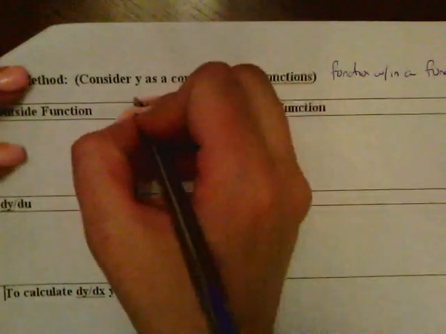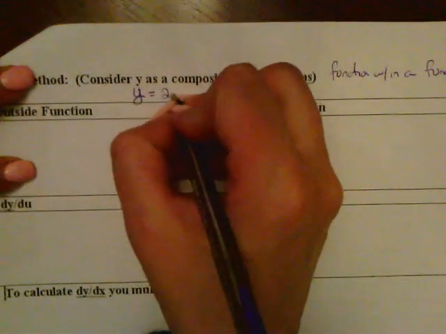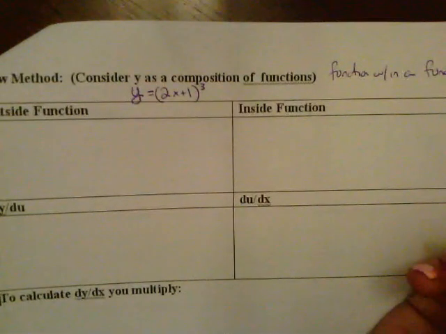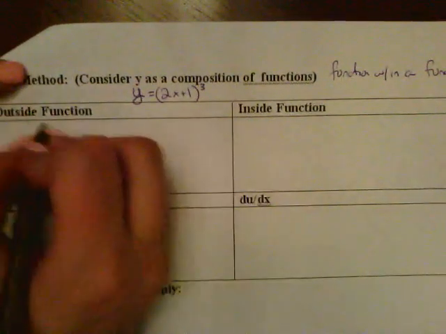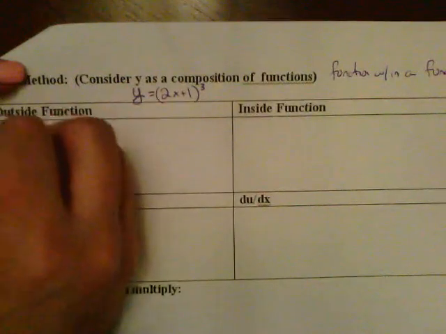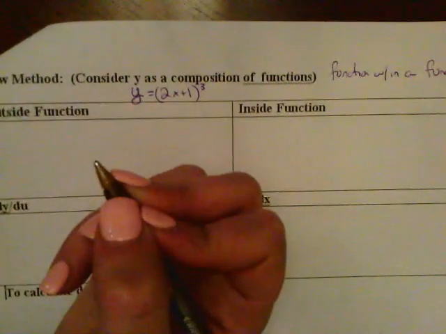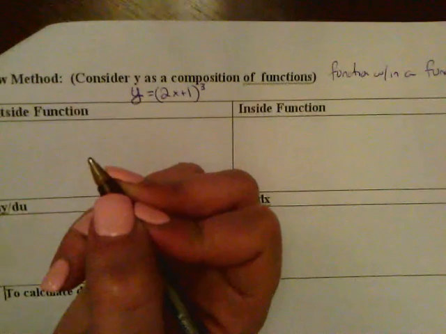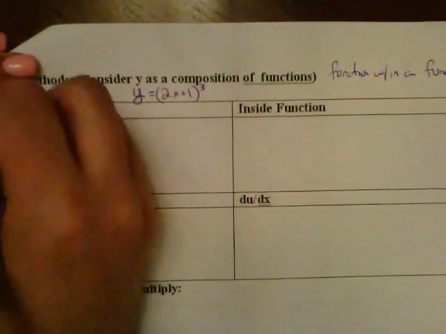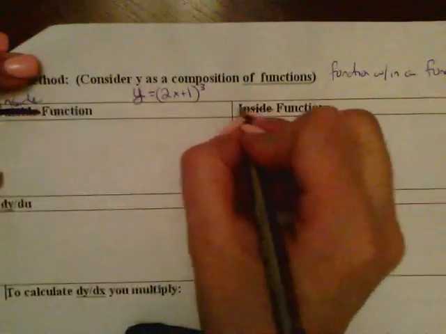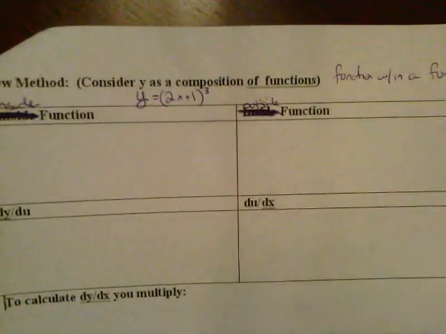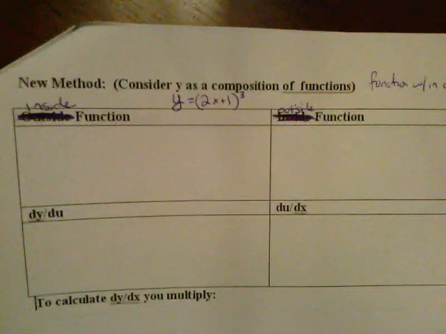Let's consider this equation, y equals (2x plus 1) cubed. Basically, the idea is, let's cross out outside and put inside on this box, and let's cross out the inside and put outside on this box. It's just a computer error. And let's start with this.